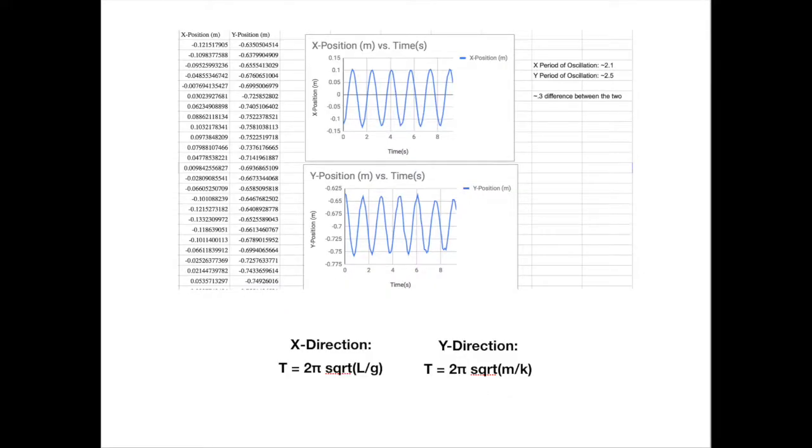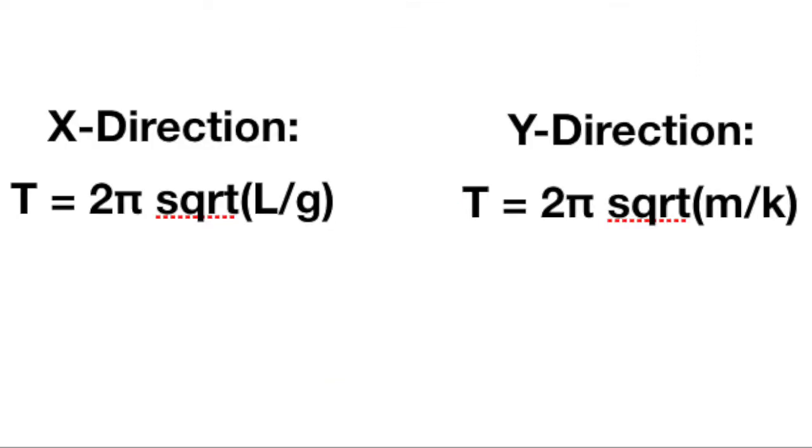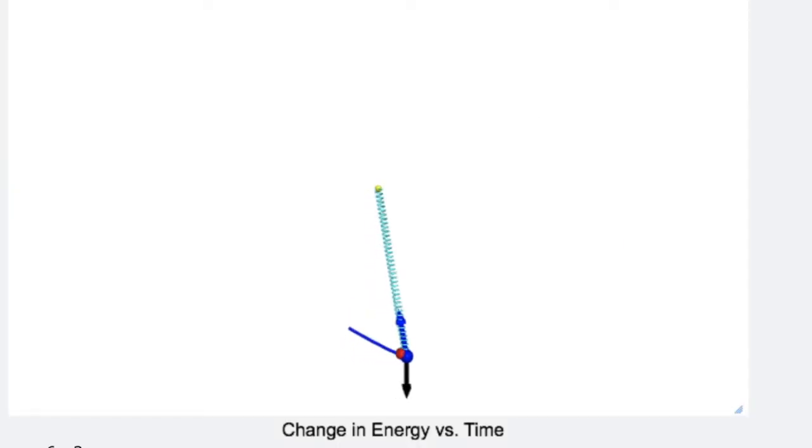Now, in comparing the period of oscillation from the x position data to the y position data, we can see that the values differ as each equation compares different values. In the x direction, the equation is based on the length and gravity, whereas the y direction is based on the mass and stiffness. Also, as we can see in the computational model's motion, it takes more time to move one cycle in the x direction than it does to move in the y direction.